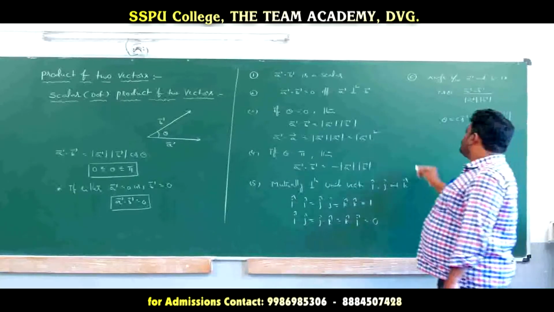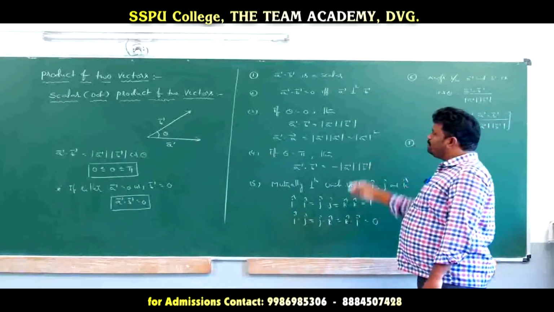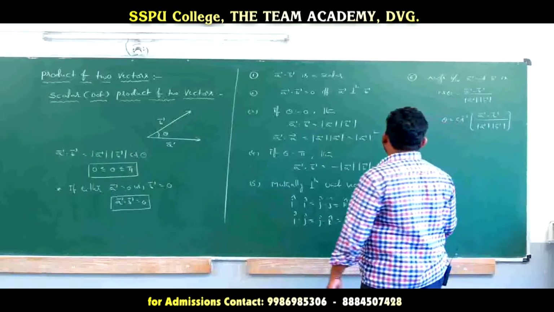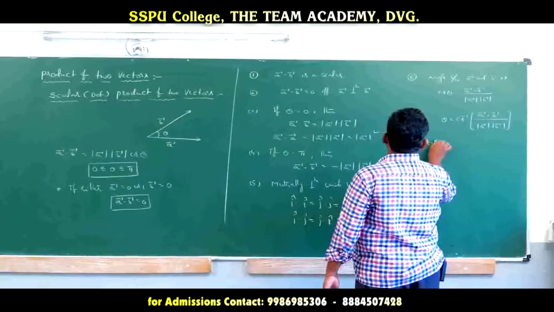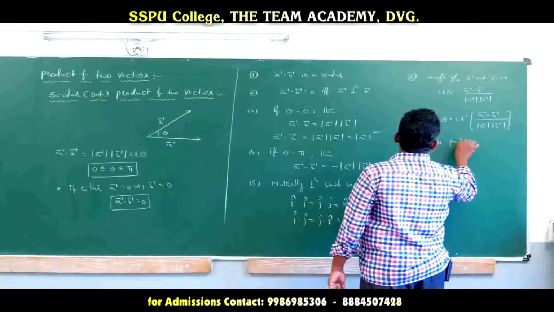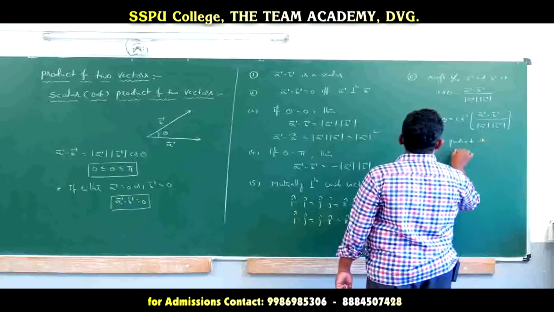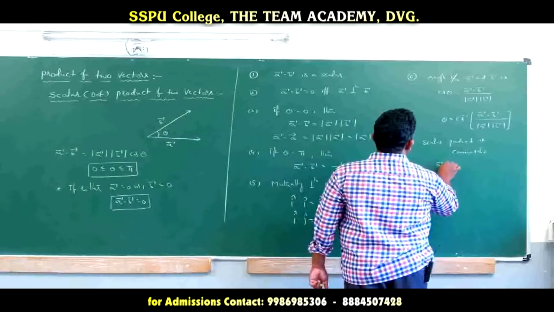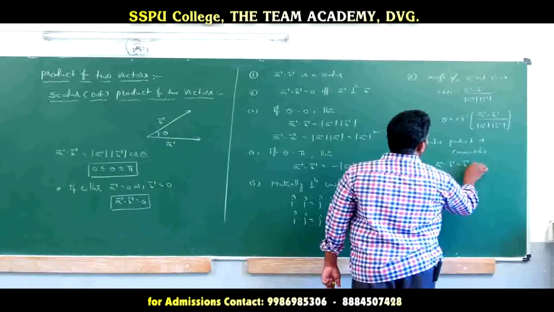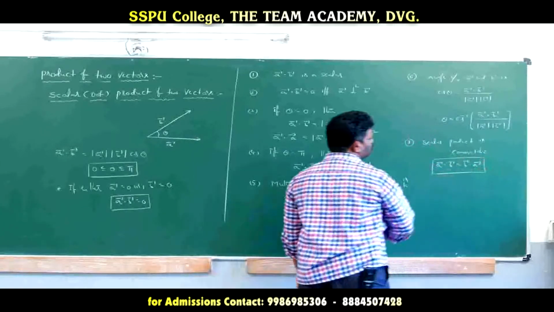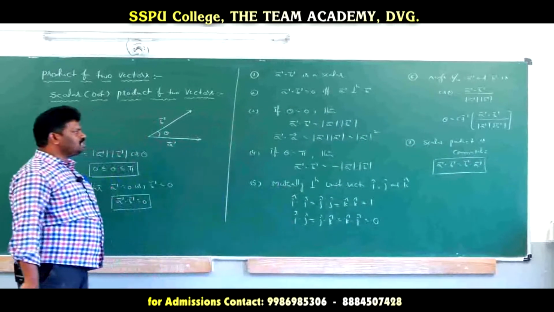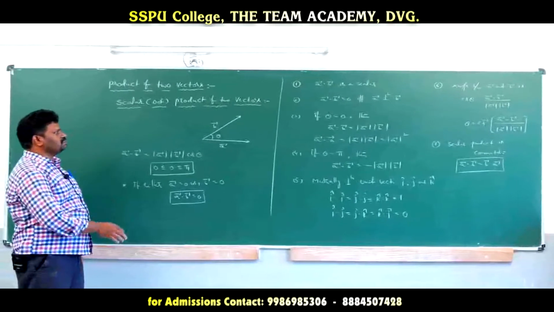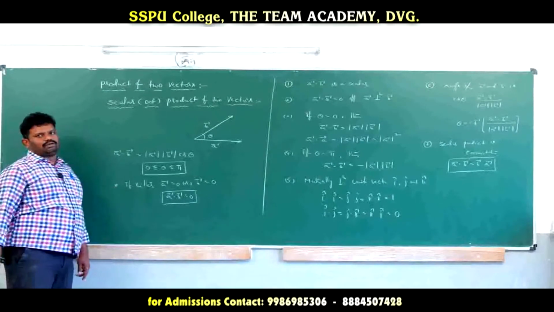Next, another point: the dot product or scalar product is always commutative. The scalar product satisfies the commutative property. Commutative means a bar dot b bar is equal to b bar dot a bar. So this is the important concept of the dot product, with these six results or six note points, which are useful for solving problems.